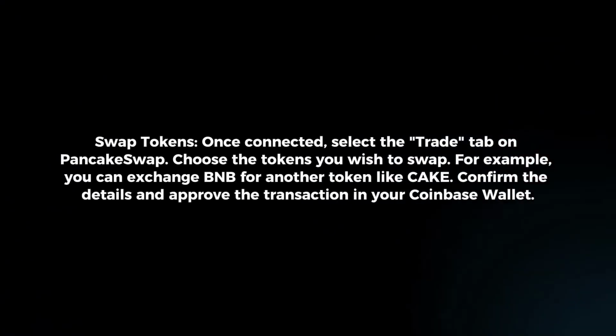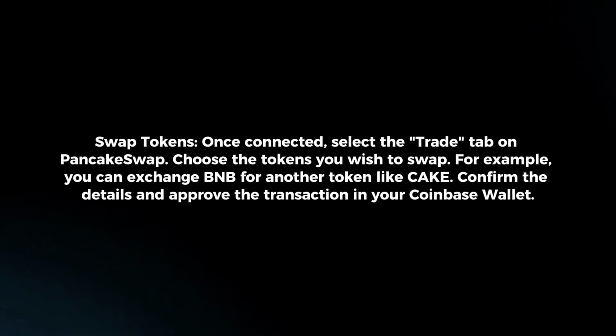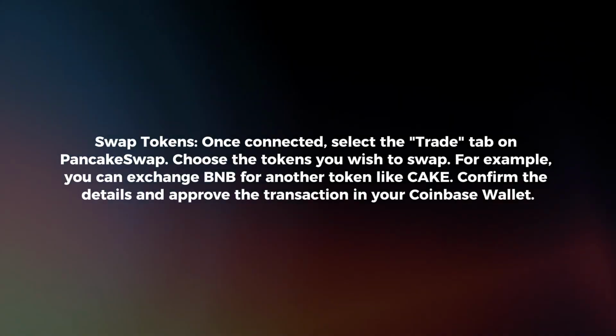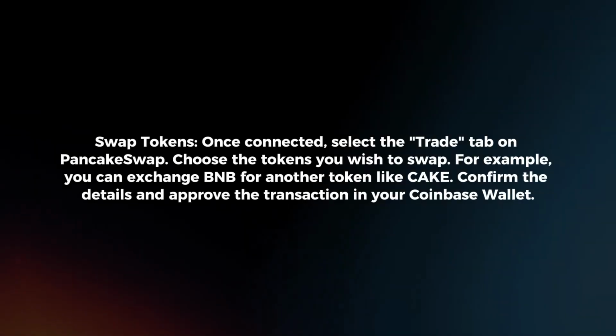Swap tokens. Once connected, select the Trade tab on PancakeSwap. Choose the tokens you wish to swap. For example, you can exchange BNB for another token like Cake. Confirm the details and approve the transaction in your Coinbase wallet.